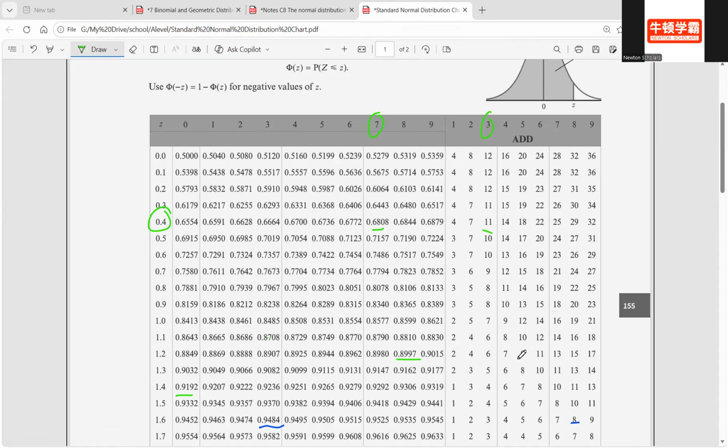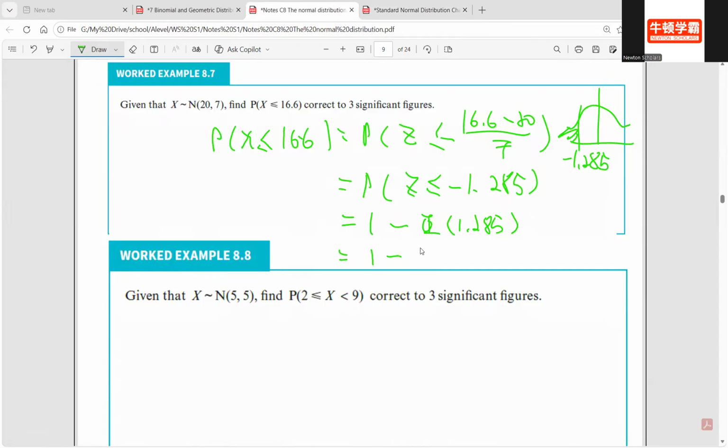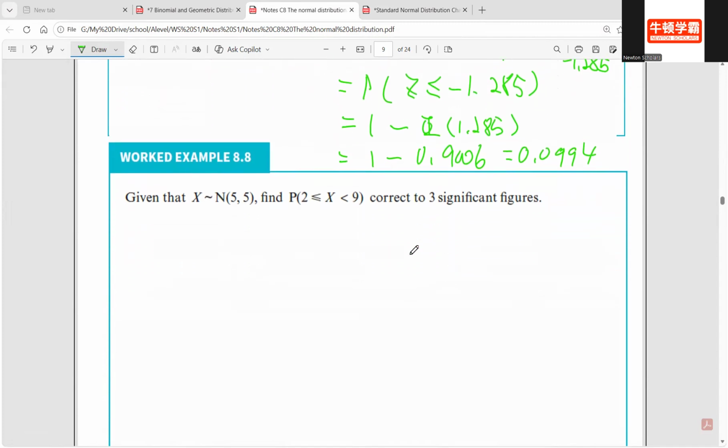1.2885. So 0.9. We need to plus 0.8997 plus 0.0003. 0.9006. I write down 0.9006. Okay, you minus it, you will get 0.0994. Okay. So we continue with the next one.